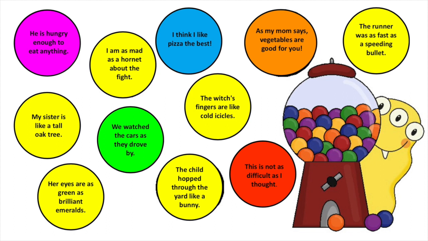My sister is like a tall oak tree. I am as mad as a hornet about the fight. The witch's fingers are like cold icicles. The runner was as fast as a speeding bullet. Her eyes are as green as brilliant emeralds. The child hops through the yard like a bunny. So all of those similes have comparisons.